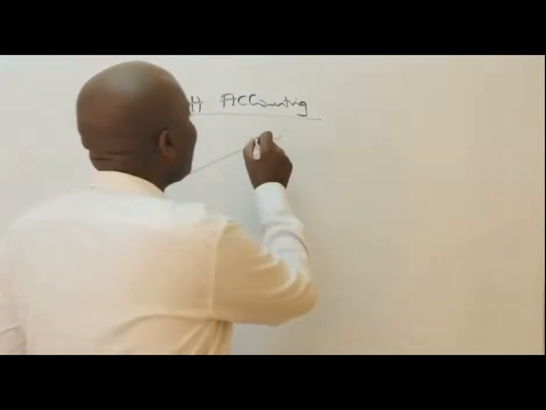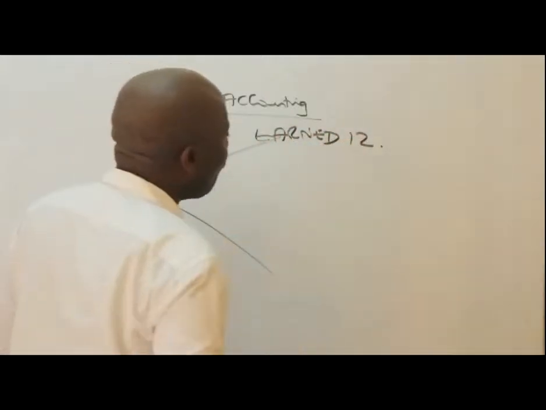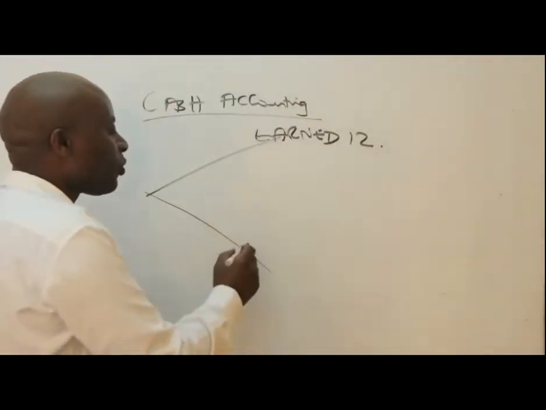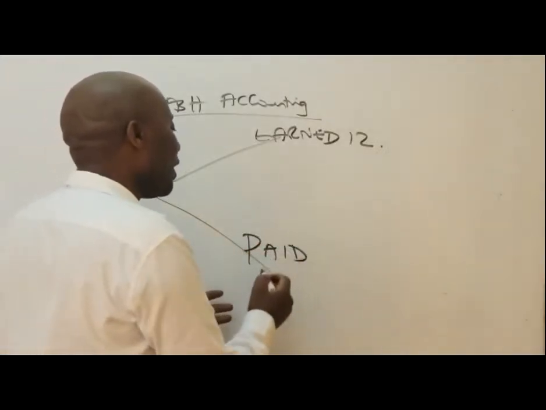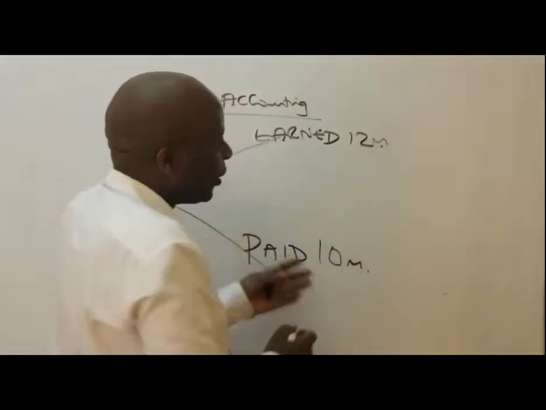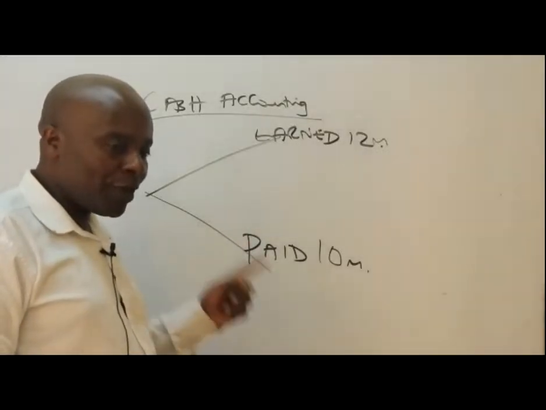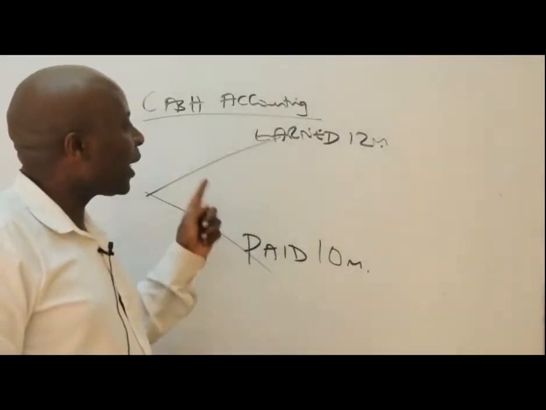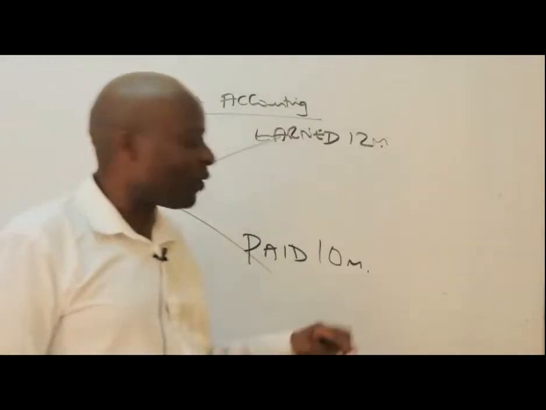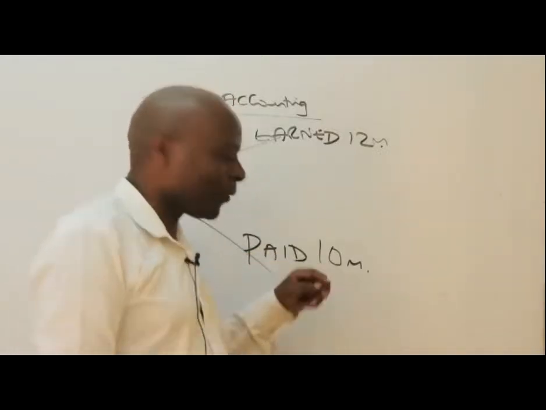So assuming that this year we have earned 12 million. But at the end of the day, some students will run away, and we shall be paid something like 10 million. So 12 million versus 10 million. Now, listen to me very well. If a company is using cash accounting, they'll only account for revenues of what they were paid, the cash they received. They'll only account for 10 million.